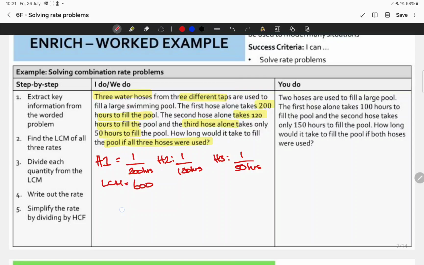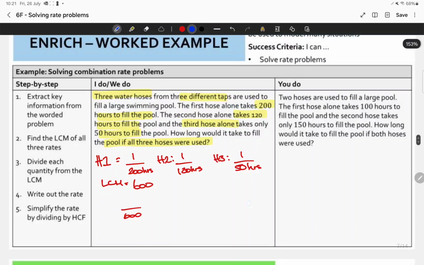Okay, next we need to put all of them into the same lowest common multiple. So on here it's going to be 600 for hose 1, and to get from 200 to 600 we needed to times that by 3. So you times the top by 3 as well. So it'll be 3 over 600. Next, we'll do 600 again. What did you do to get from 120 to 600? We had to times that by 5. So you times the top by 5. Therefore, 1 times 5 on the top is going to be 5.